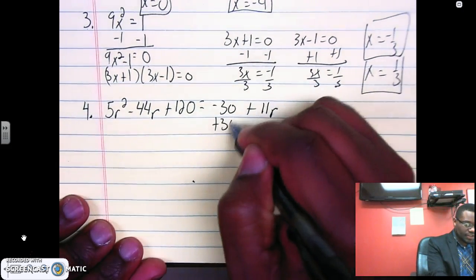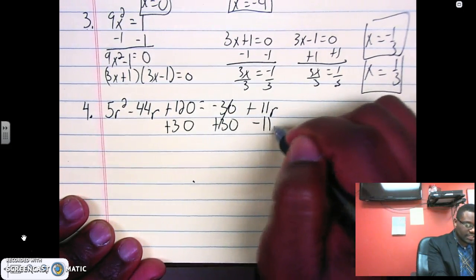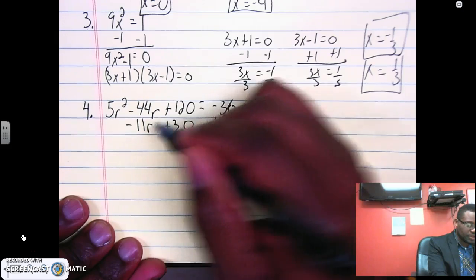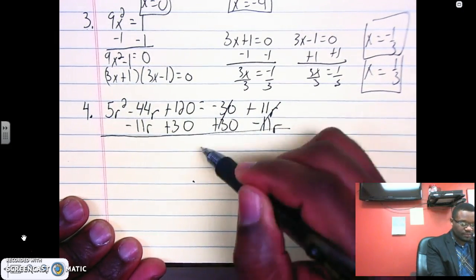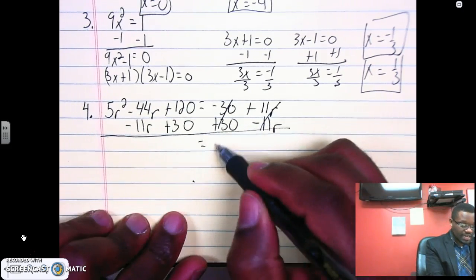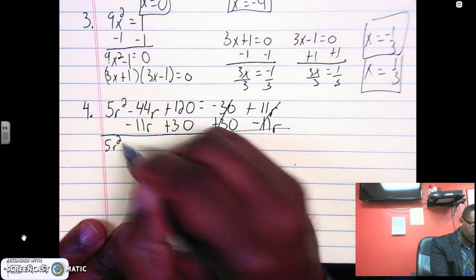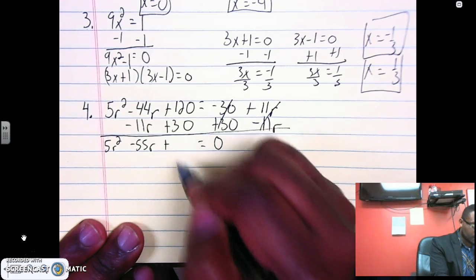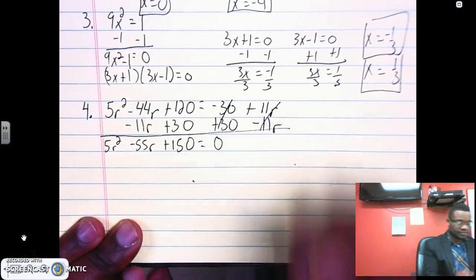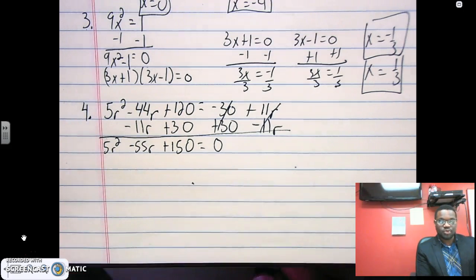So I'll add 30 to both sides to make that go away. And I'll subtract 11r. And notice where I put them. I put them where they match under the like terms. So that'll go away. If both of those go away on the right hand side, I got 0. That's what I'm looking for. Over here on the left hand side, I got 5r squared minus 55r plus 150. You see that? Now everything is equal to 0. This is a lot more manageable than the original problem.